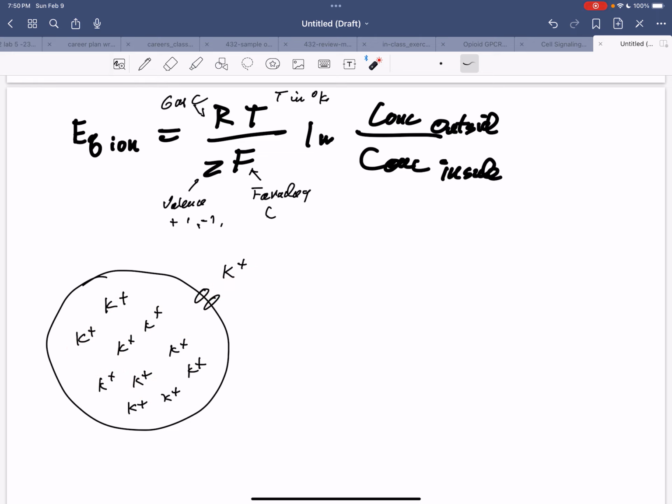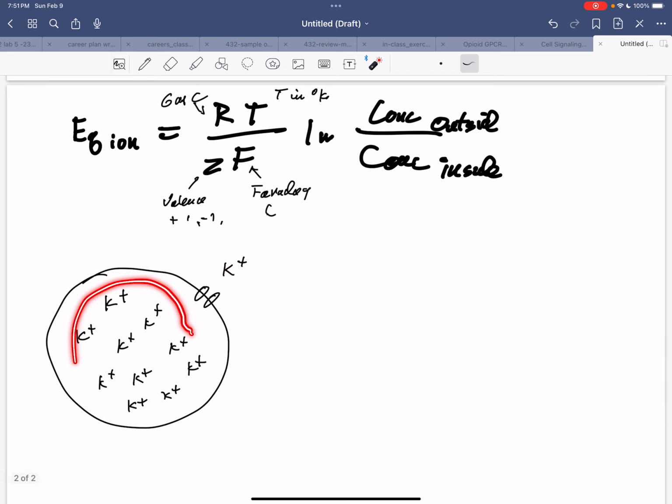But what is that charge? So the question is, what is that equilibrium potential? It's the charge, minus 70, minus 100, minus 40, that is going to hold 10 times as many potassiums inside as outside. By the way, I've simplified this a bit. Typically, a cell has about 20 times more potassium inside than outside, but I didn't want to draw 20 potassium ions.